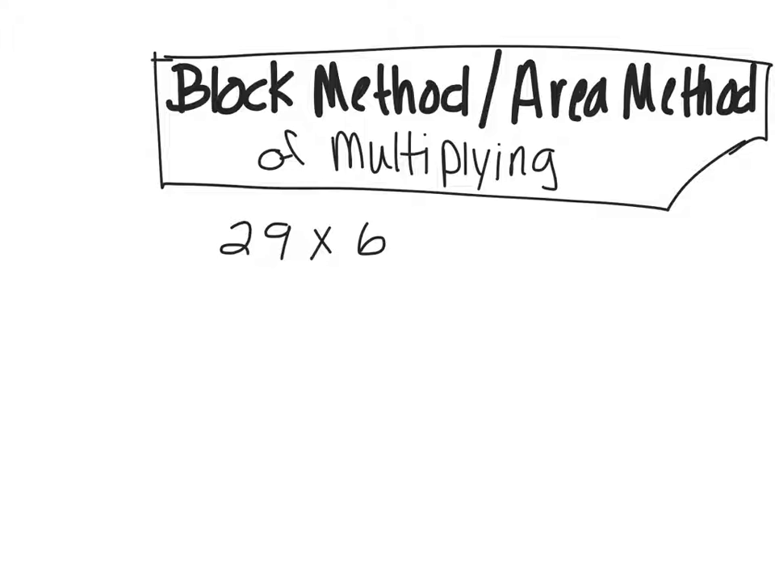So to know how many blocks you need to make, you need to look at this number. And there are 2 digits, so we need to make 2 blocks. So we're going to make a long rectangle, and we're going to divide it into 2 blocks. And the next step is you divide out your number. So this 6 is going to go over here, and the 29 is going to be separated by place value.